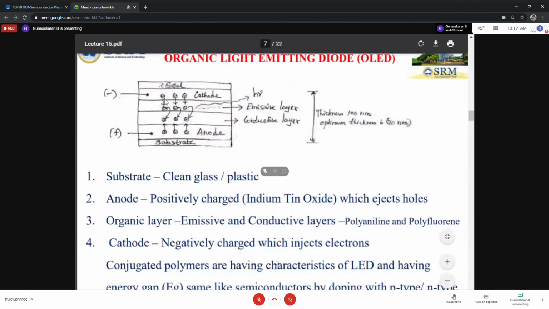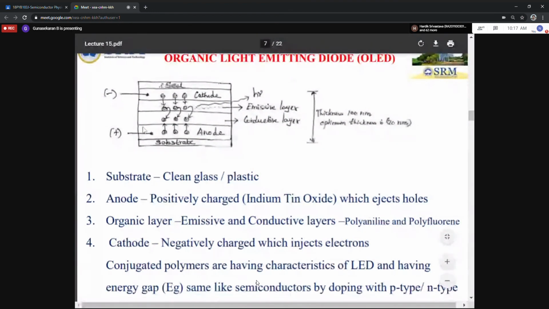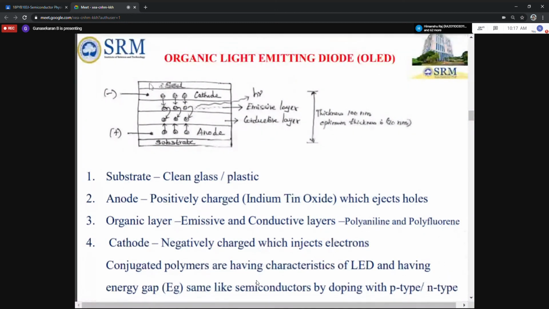I will show one more diagram also. First, you understand this one, then I will show the other diagram. Here I simply take a rough diagram. There are 6 layers here. The first ones are top and bottom. The top is a seal and the bottom one is a substrate. Both are made up of either glass or plastic. Most probably they take plastics here, with clean glass or plastics.